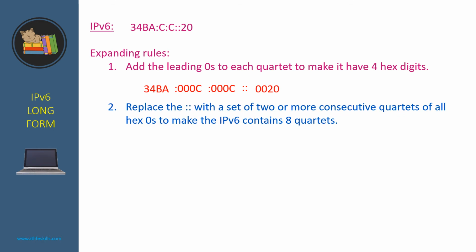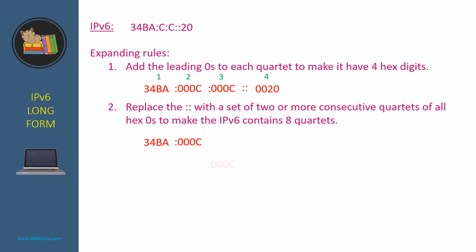Next, we need to replace the double colon with the set of 2 or more consecutive quartets of all hex 0 to make the IP version 6 contain 8 quartets. We see that the IP version 6 in step 1 has 4 quartets. So to make it 8 quartets, we have to replace the double colon with 4 quartets of all hex 0.